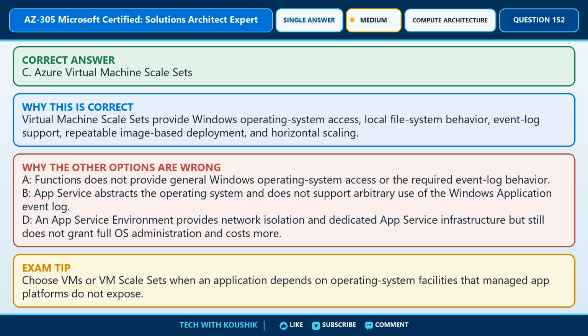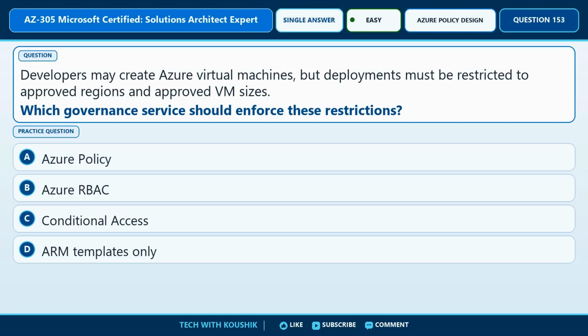administration and costs more. A useful examination rule is this. Choose virtual machines or VM scale sets when an application depends on operating system facilities that managed app platforms do not expose. Proceed to question number 153.